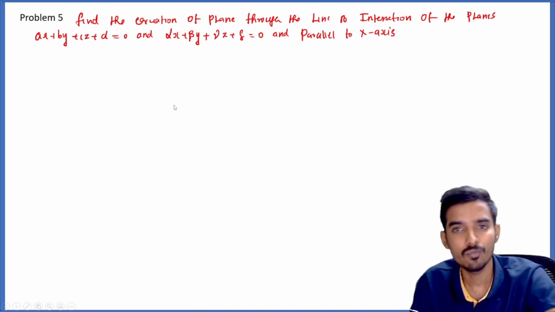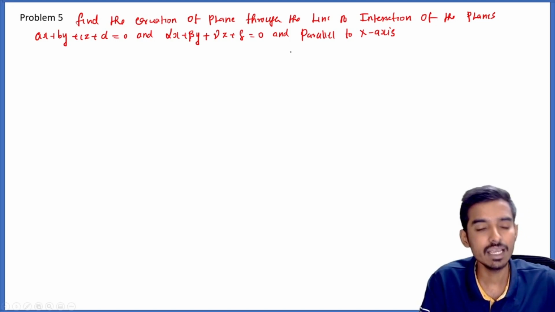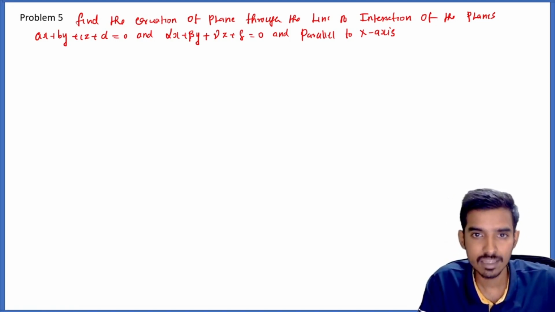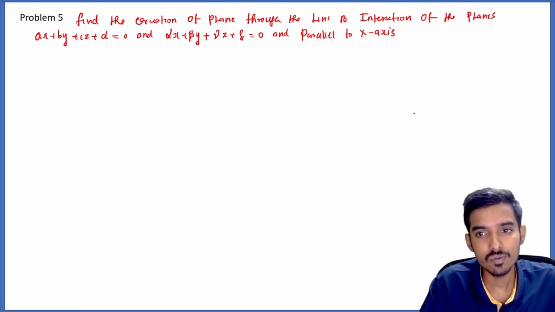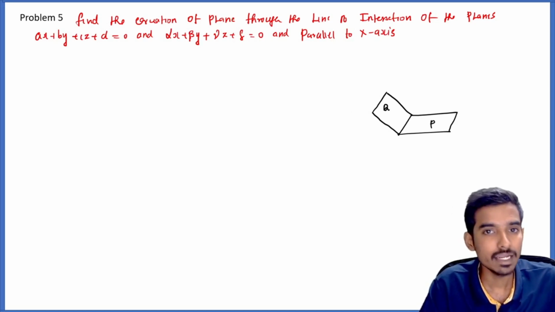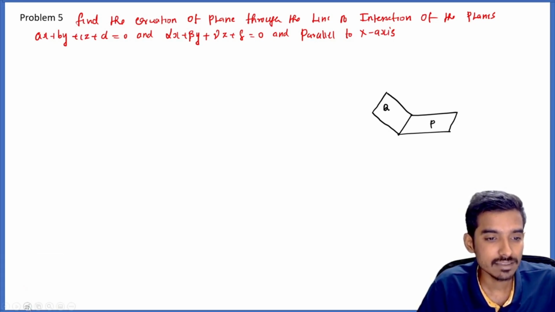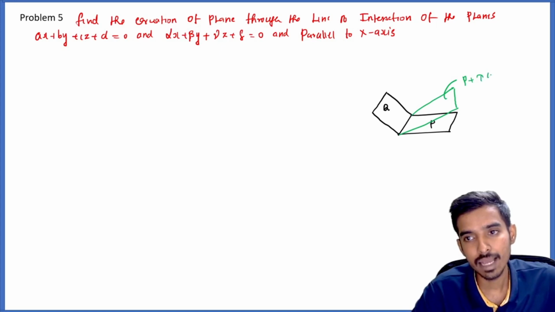To find the equation of the plane through the line of intersection of the planes ax plus by plus cz plus d and alpha x plus beta y plus gamma z plus delta is equal to 0 and parallel to the x-axis, right? Again, we have two planes. We have a plane P and we have a plane Q. To find the equation of the plane through the line of intersection of these two planes and parallel to the x-axis, it must be parallel to the x-axis. This is the required equation. This is P plus lambda Q.